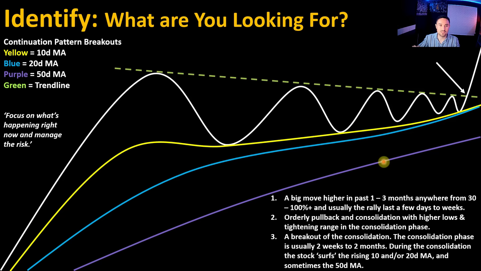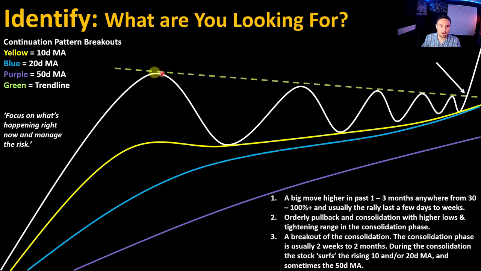So we're really going to try and help you with your pattern recognition. Again, we're just starting here with a bit of an overview and then working our way down. So what are you looking for? We're looking at continuation pattern breakouts. So that's going to be your flags, your pennants, your Darvas boxes, your VCPs, your cup and handles, and so forth. So on here, obviously, the white line is price.